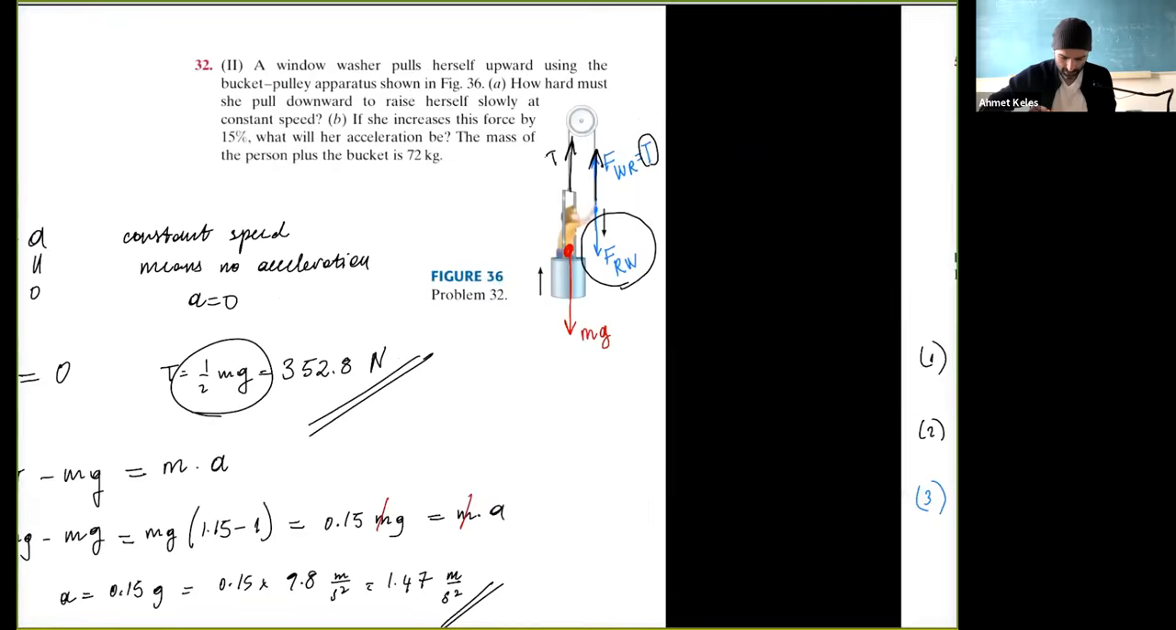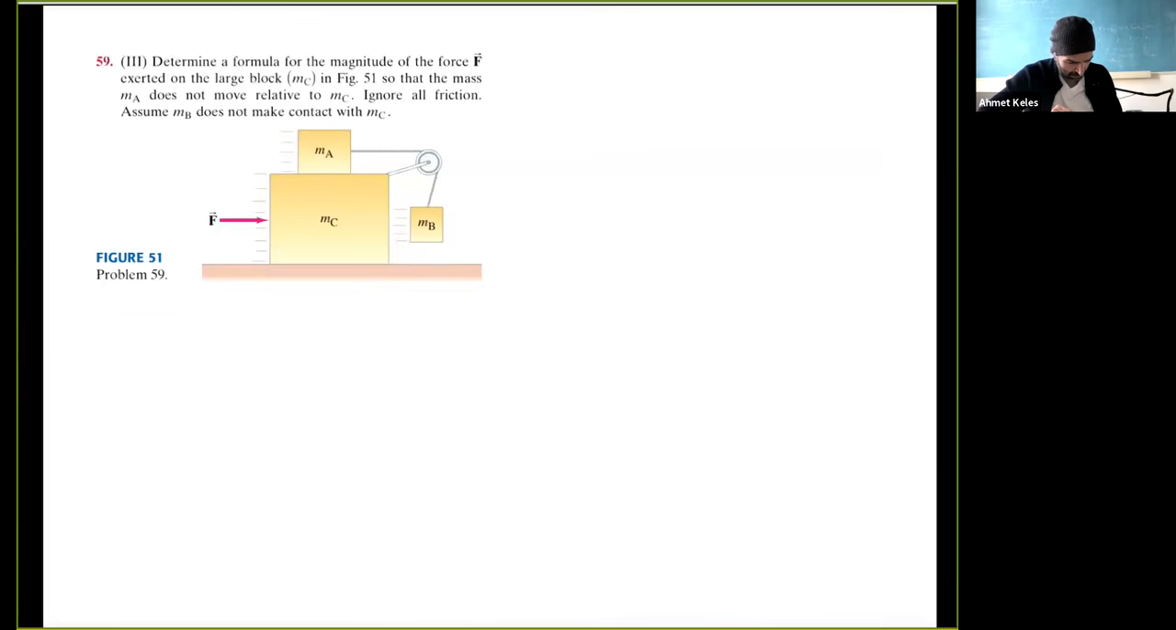So let's go to this one. Determine a formula for the magnitude of force F exerted on large block MC, so that the mass MA, this one, does not move relative to MC. Ignore all friction, there is no friction. Assume MB, this one, does not make contact with MC, okay? Let me give you a couple of minutes. Just look at it and tell me what you think.